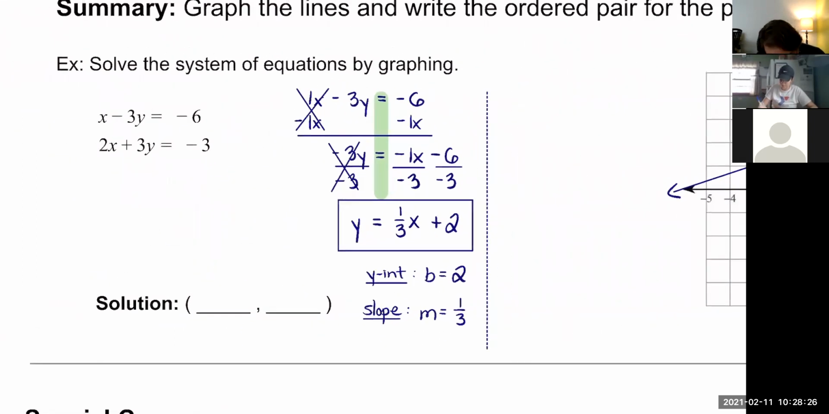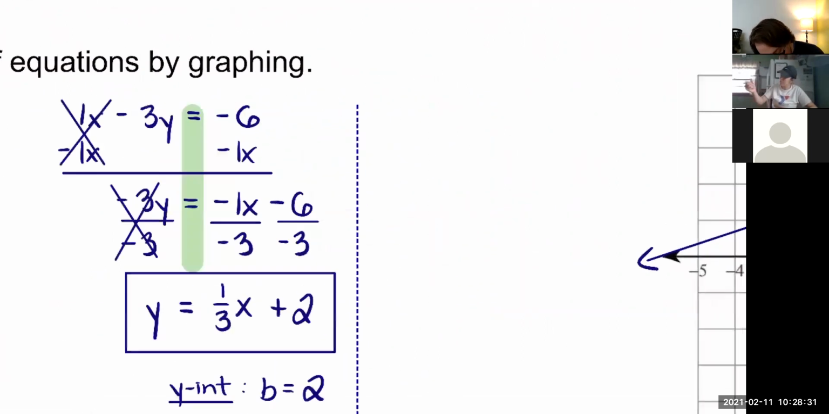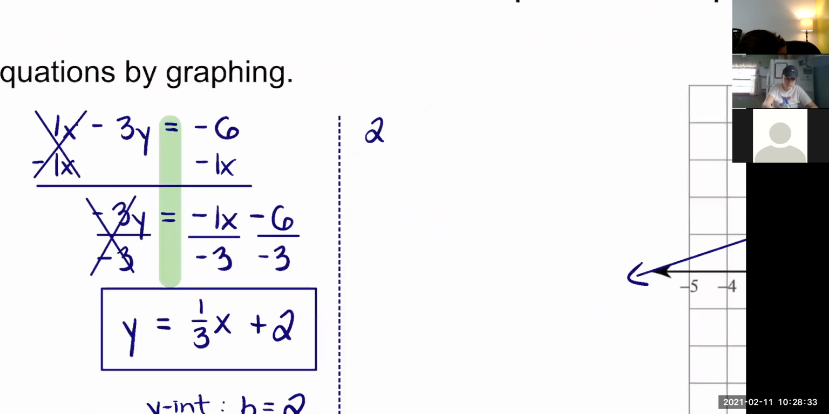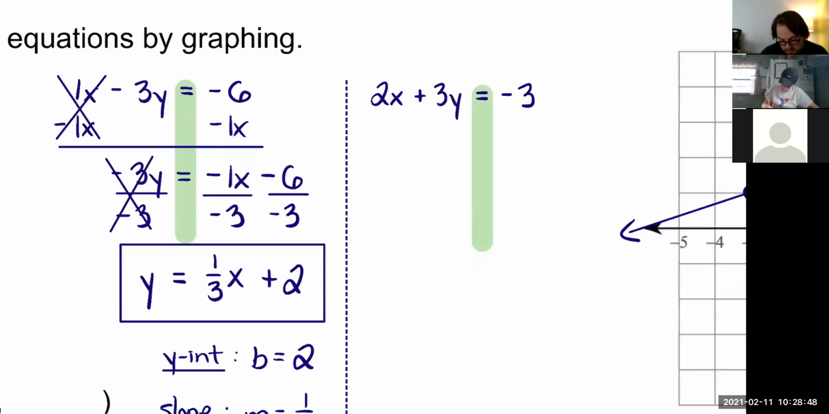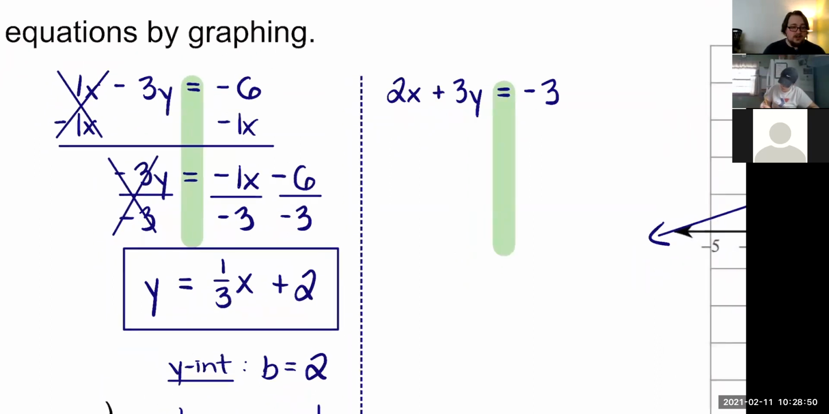So I slide back over here, take a look at my second equation, 2x plus 3y equals -3. Copy that down, put in my little guideline there. We repeat the same process we just used. Also not in slope-intercept form, so we're getting that y by itself. What would you suggest we do first?